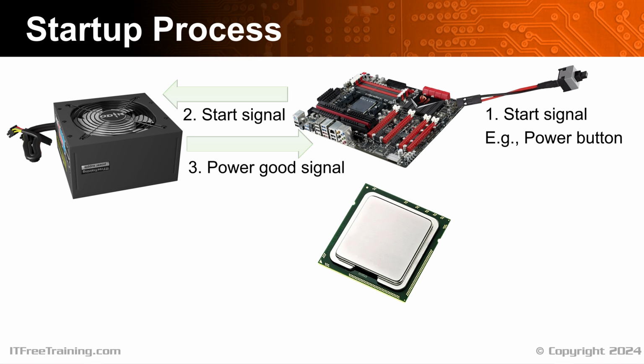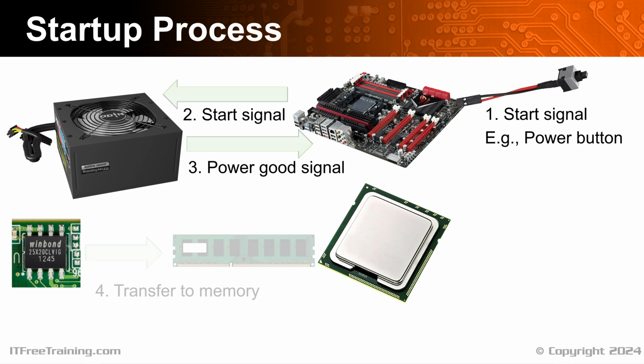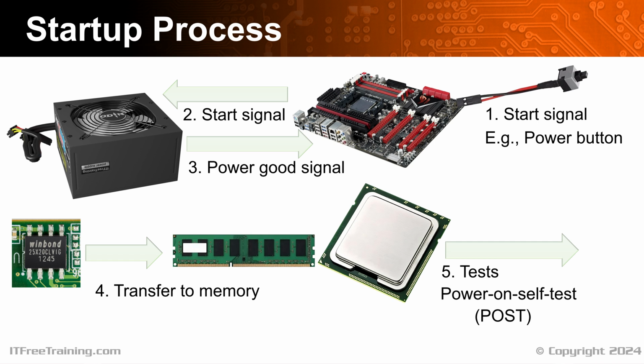For the CPU to start operations, it requires specific instructions located on a chip within the motherboard, typically the BIOS or UEFI chip. These instructions are then transferred to the memory for execution. Upon startup, the computer conducts a hardware check known as the Power On Self-Test, or POST. During this process, it tests various components to ensure they are functioning correctly. If POST detects any issues or everything is in order, it typically signals this through beeps from the PC speaker, or it may provide a message on the screen.